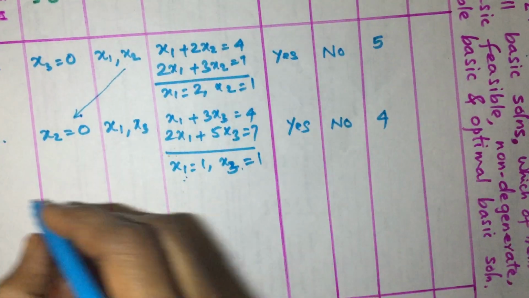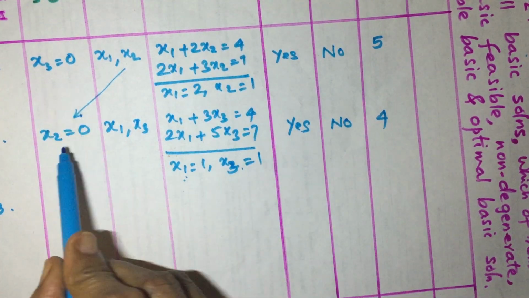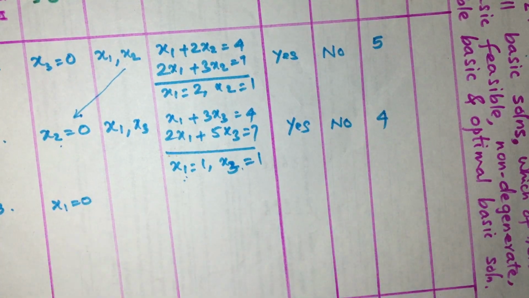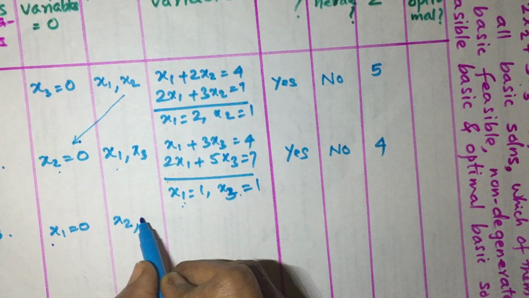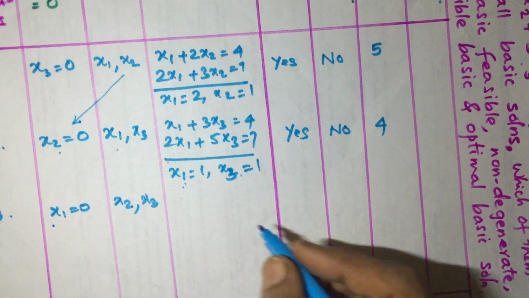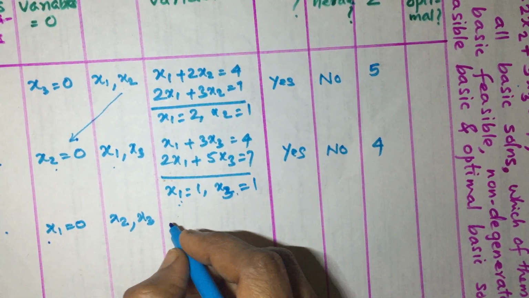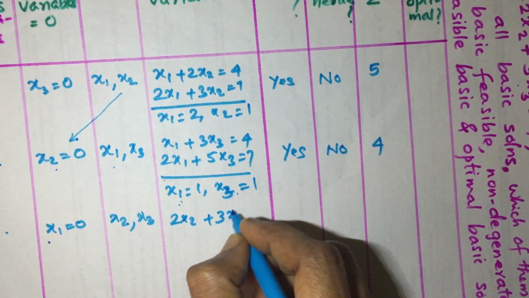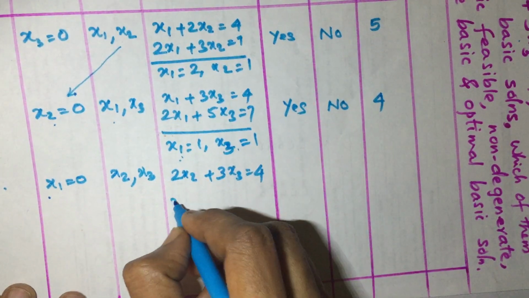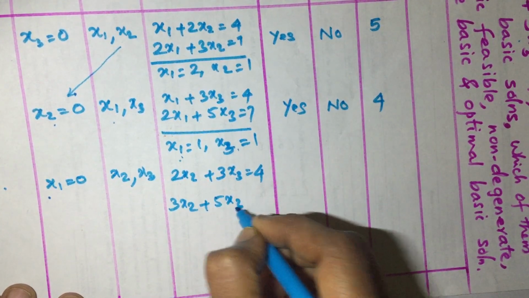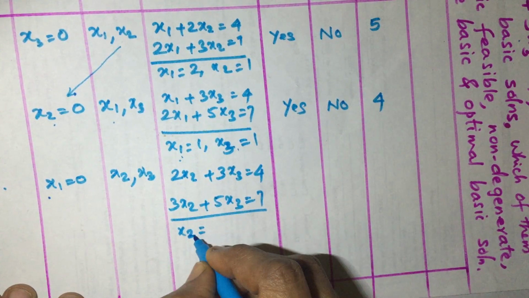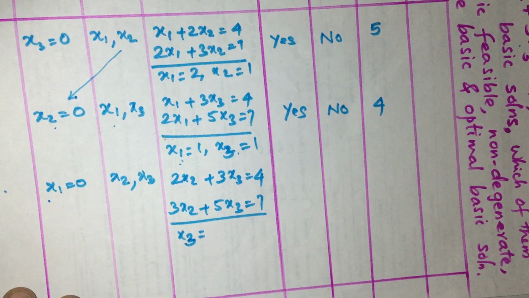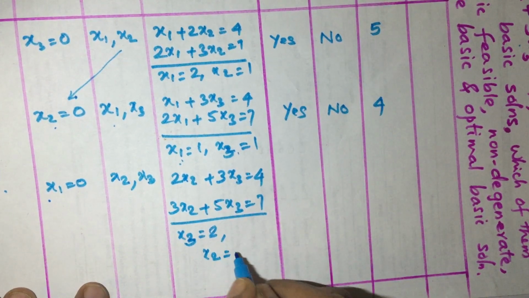Now third one, so x3 is 0, x2 is 0. Now I put x1 equal to 0. x1 equal to 0, x1 goes out from here. So x2 comes in, x2 is incoming and x1 is outgoing. So the equations here, with x1 as 0, will become 2x2 plus 3x3 equal to 4 and 3x2 plus 5x3 equal to 7. Solving this, x3 equal to 2 and x2 equal to minus 1.